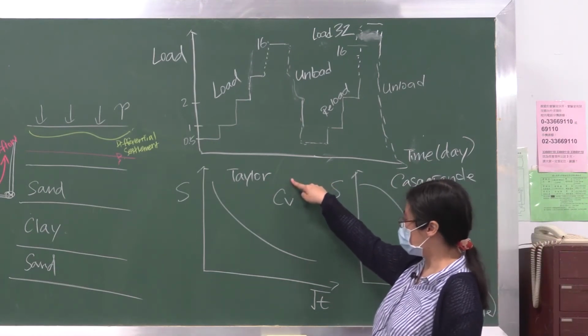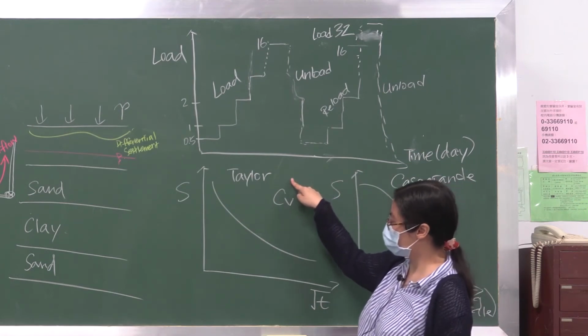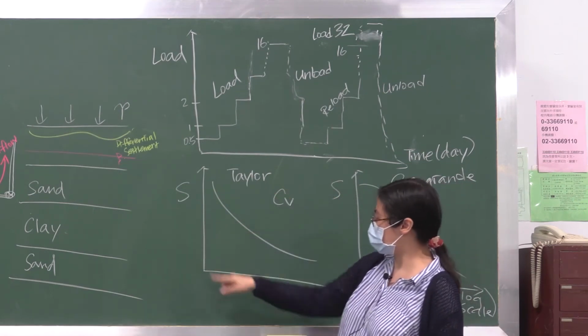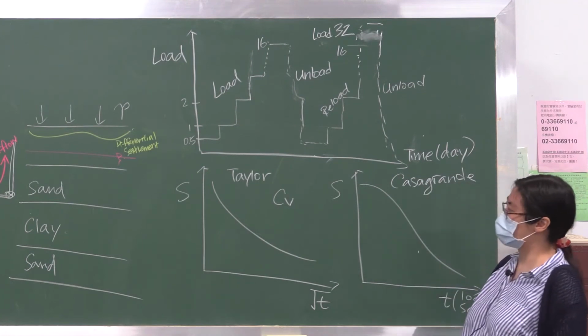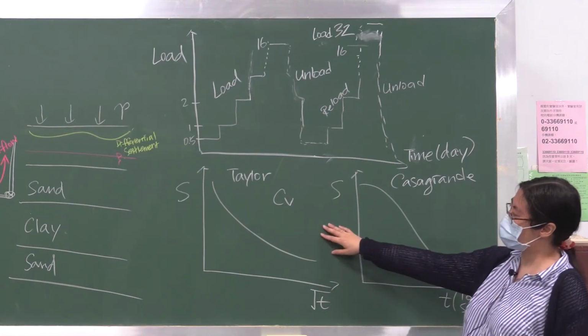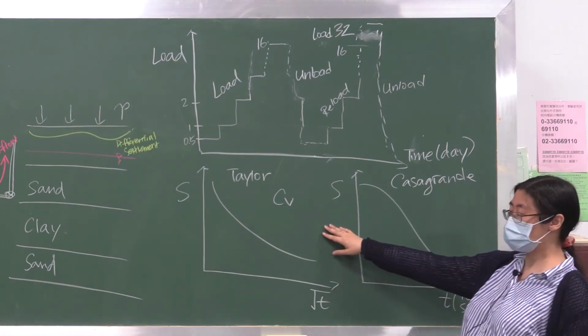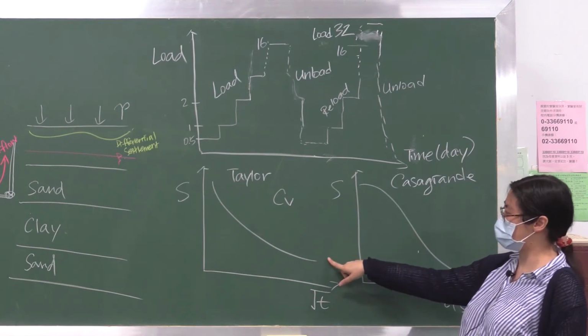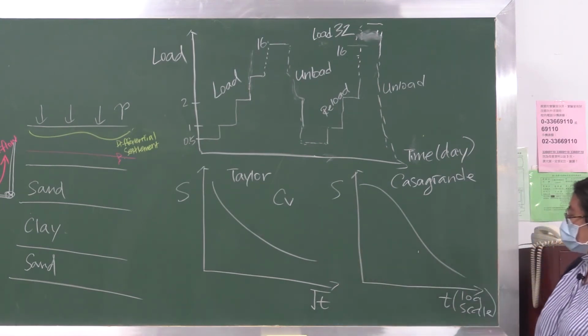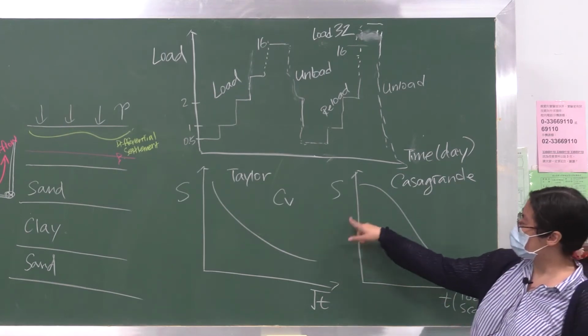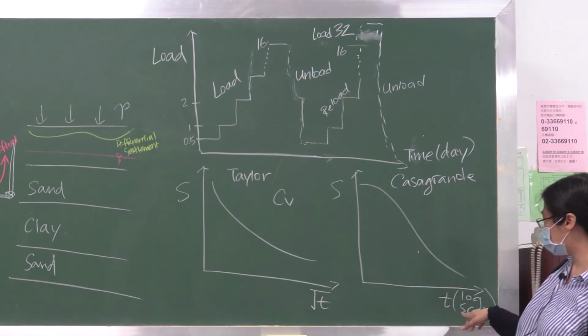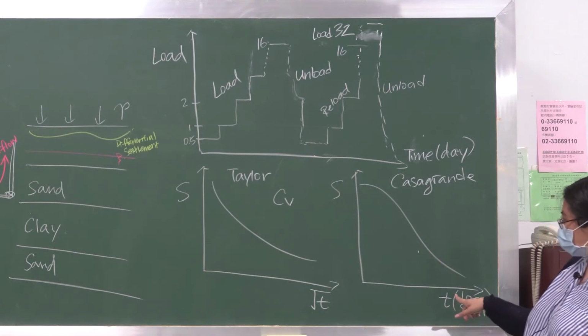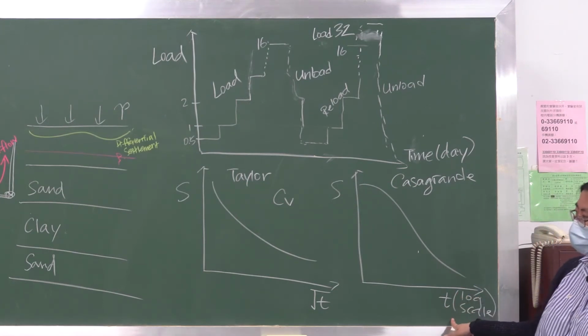Basically, what you have to do is to plot settlement versus the square root of time. That would be Taylor's square root of time fitting method. From this, you will evaluate Z sub B. And there is another method which is called the Casagrande logarithm of time fitting method. This time you will plot settlement versus time, and the time will be in log scale.